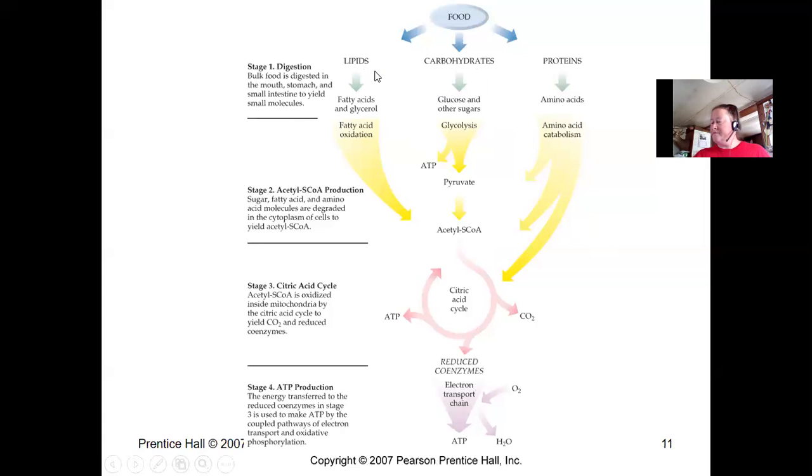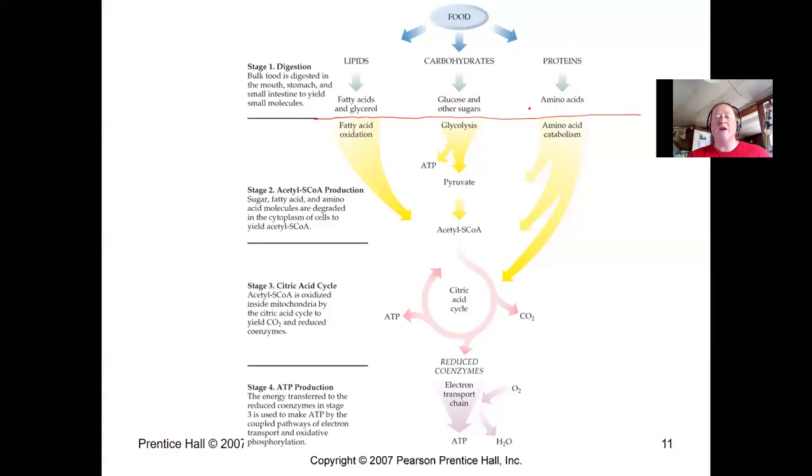We eat fats, we eat carbohydrates, we eat proteins. When we eat fats in digestion, it gets broken down into fatty acids and glycerol. When we eat carbohydrates, it breaks down into glucose and some other sugars, and we probably won't mention them because glucose is fundamentally the body's most preferred fuel. And when proteins become digested, they break down into amino acids.